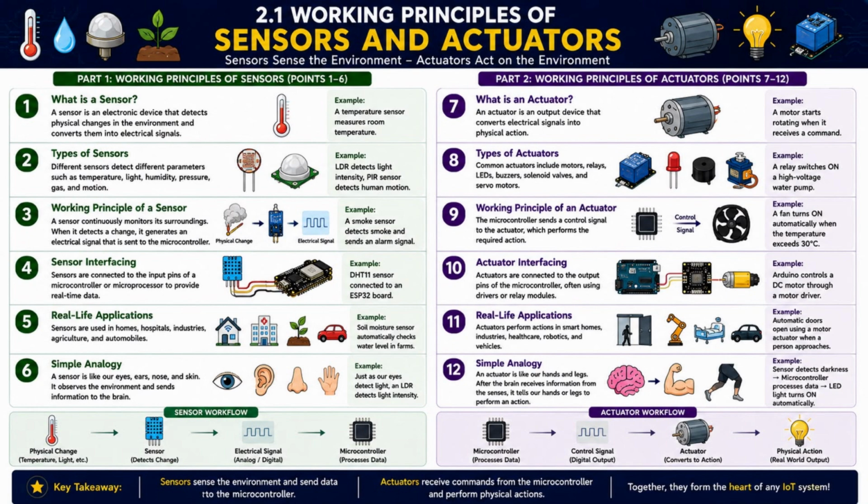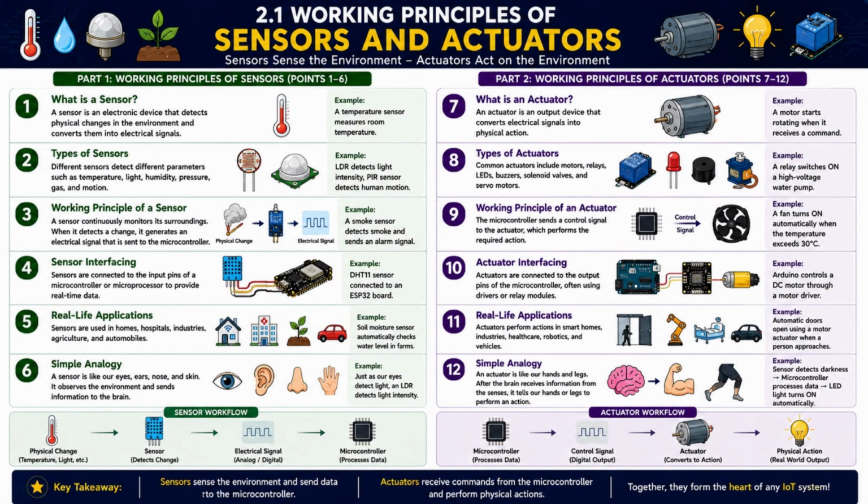We will learn first. A sensor is an electronic device that detects the physical changes in the environment and converts them into electrical signals. Very good performance it is doing. What are the examples of sensors? A temperature sensor will measure the room temperature that is given to the brain, that is the controller.